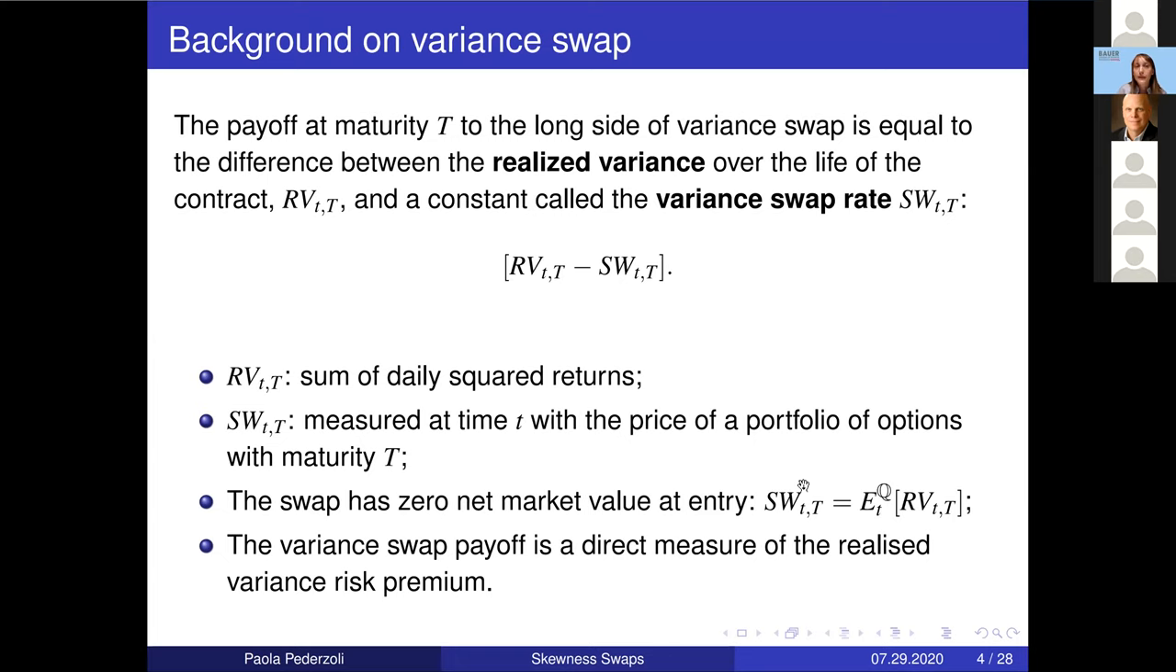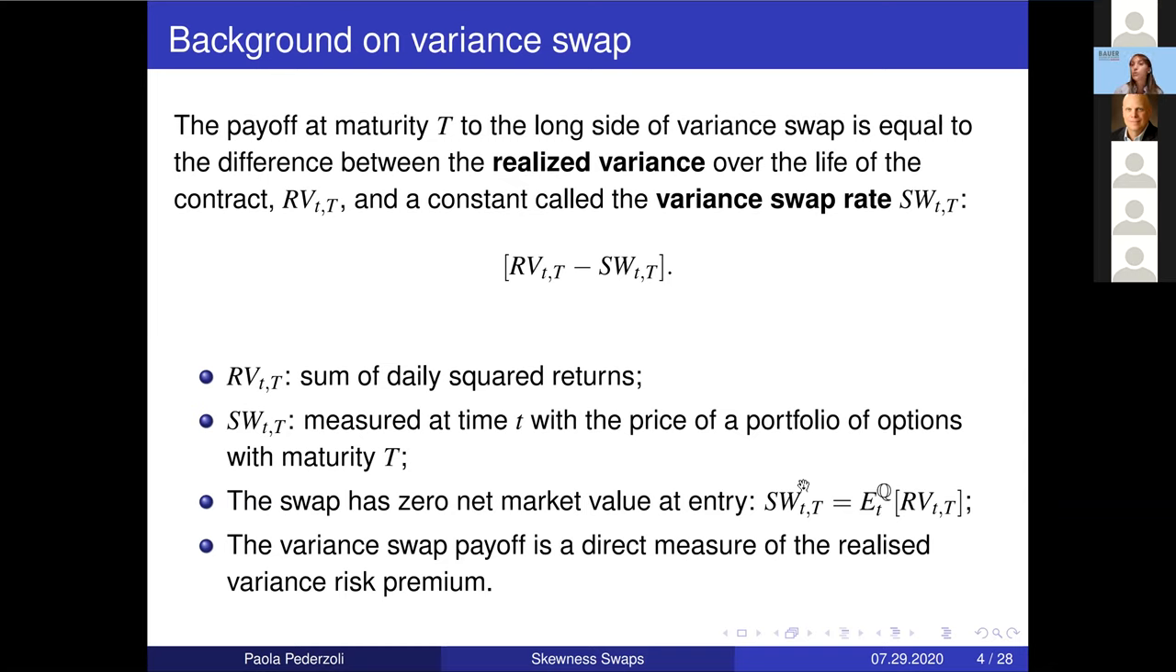A variance swap is a contract where the long side, basically the buyer of the variance, at maturity gets the realized variance and pays a constant, which is called the variance swap rate. So the payoff of this contract is equal to the difference between the realized variance and the variance swap rate. The realized variance is measured with the sum of the daily squared returns, while the variance swap rate is measured at the beginning of the contract at time t with the price of a portfolio of options with the maturity equal to the maturity of the contract.